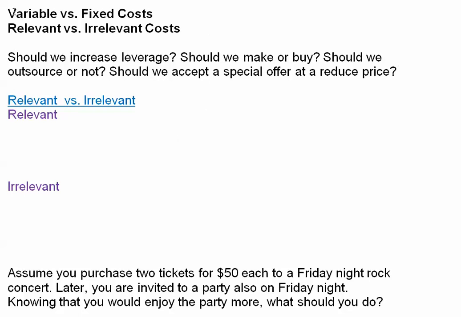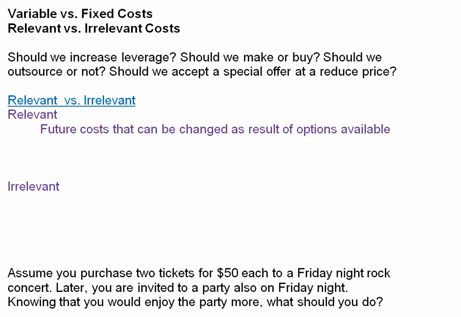So you have to figure out your variable versus fixed, but then once you do that, you've got to go, okay, which of these are relevant to the decision? Costs are relevant if they are future costs that can be changed as a result of the option that you choose. So it's the available options.